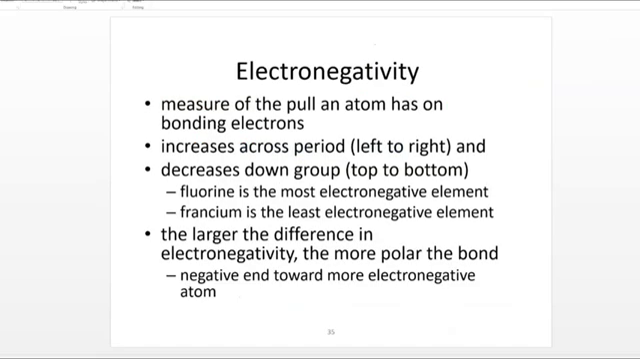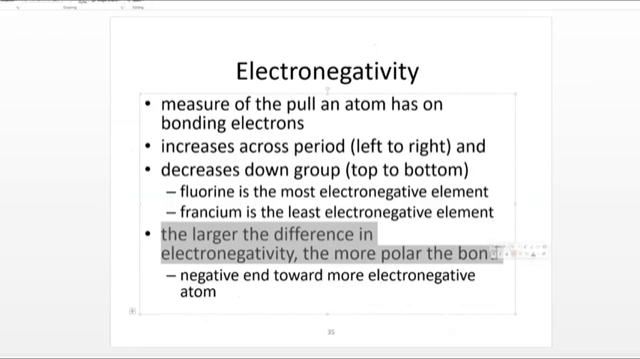So electronegativity is the measure of the pull that an atom has on bonding electrons, and it's similar to ionization energy. So it increases across a period from left to right and decreases going down. So fluorine is the most electronegative element, meaning it has 7 valence electrons. It really wants to get that 8th one, so it will pull that electron in a covalent bond a lot. Francium is on the bottom left, and it's the least electronegative atom. The larger the difference in electronegativity, the more polar the bond.